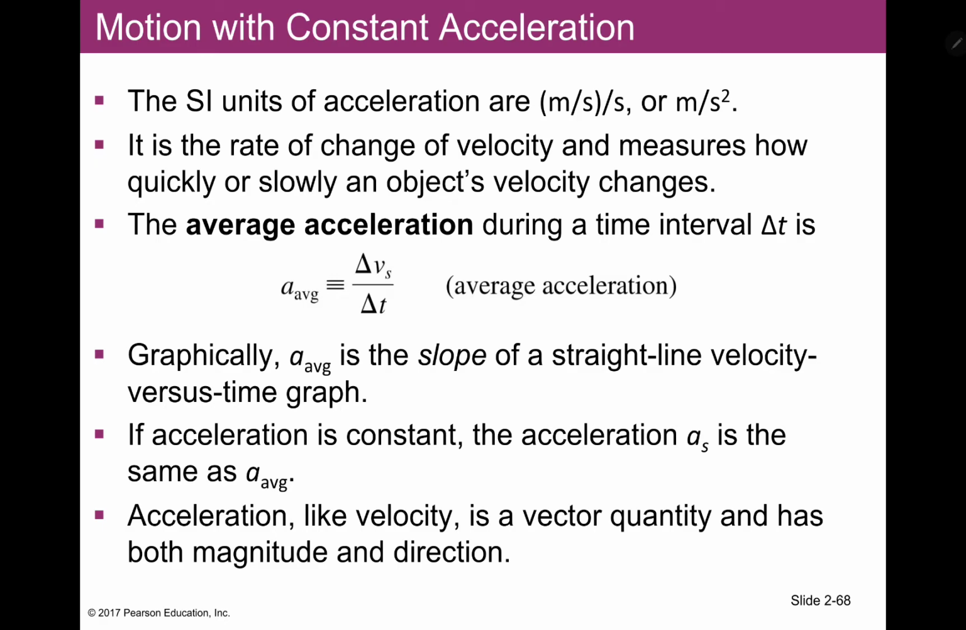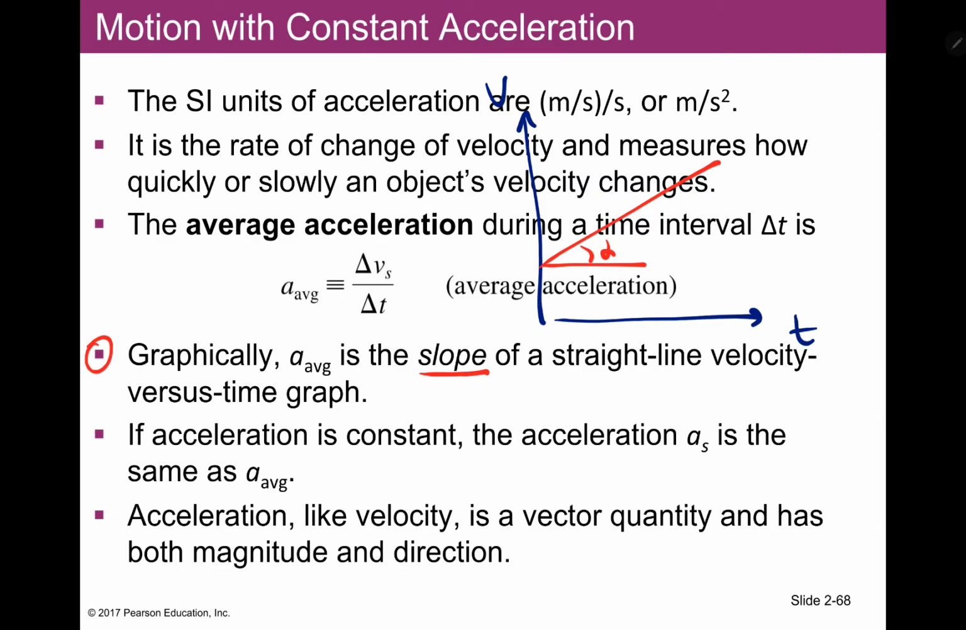Graphically, acceleration is the slope of the straight line on a velocity versus time graph. Let me explain this part. First of all, we should draw a velocity time graph. For example, like this. Let's say we have this kind of graph. What does it say here? It says that acceleration is a slope. What is a slope? Slope is tangent alpha, as you know. So this slope will be equal to acceleration for this kind of graph.